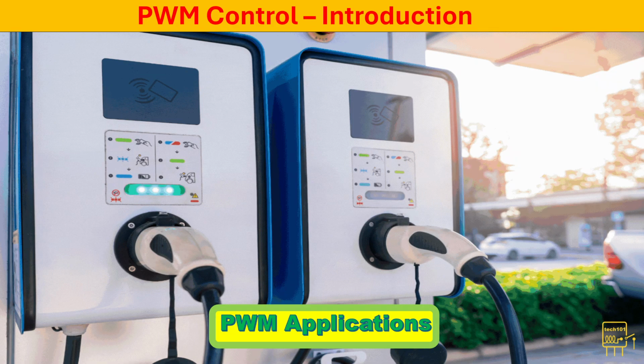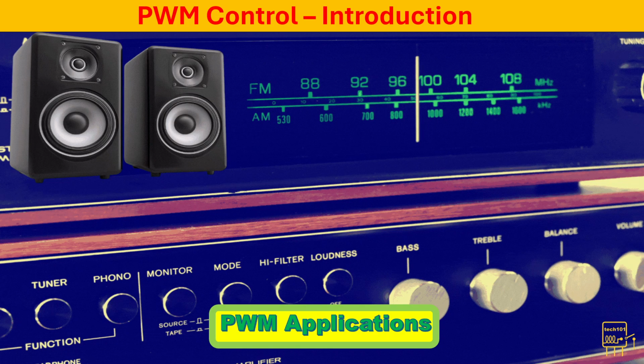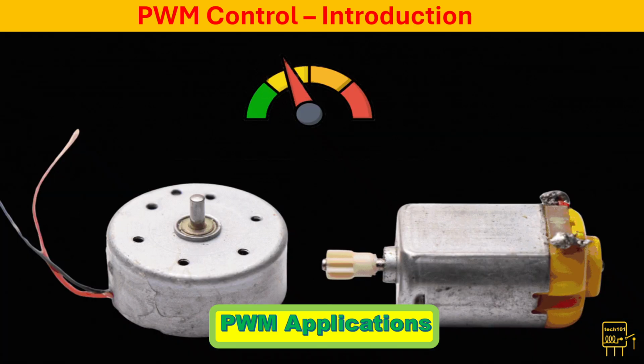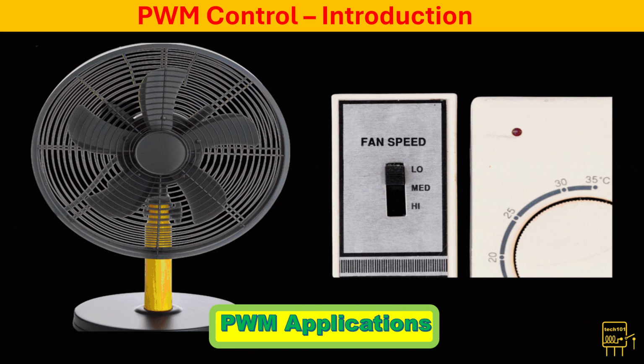EV charging stations use PWM. EV speed control and management, audio amplifier and speaker systems, brushed and brushless motor speed control, household LED light dimmers, and fan speed circuits are common examples of PWM.